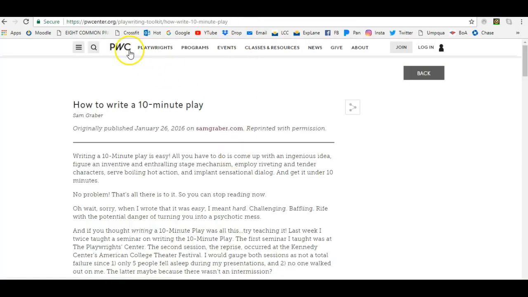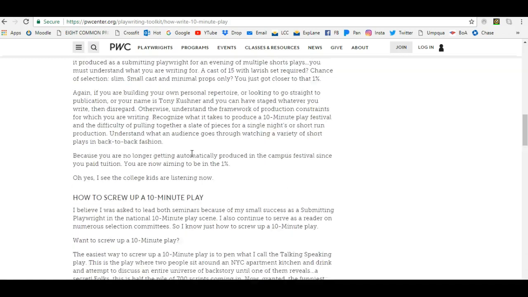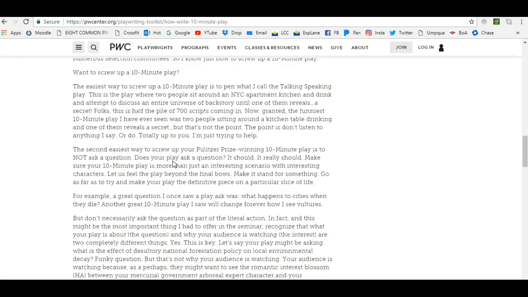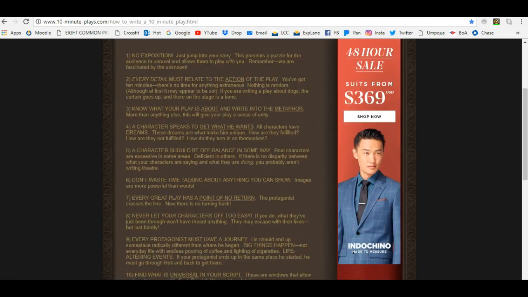The Playwrights Center of Minneapolis is a wonderful place. They've got this really interesting guide about 10-minute plays. What's really interesting is how to not screw up a 10-minute play, or how to screw up a 10-minute play. Gives you some things not to do. Just like every website, they're easy reads. Give it a look. It's worth looking at if you're really serious about writing one of these things.